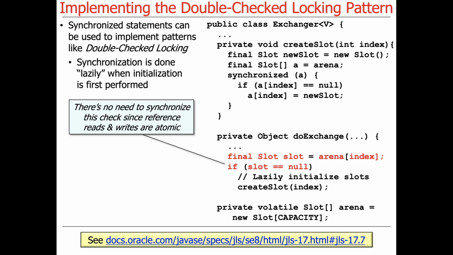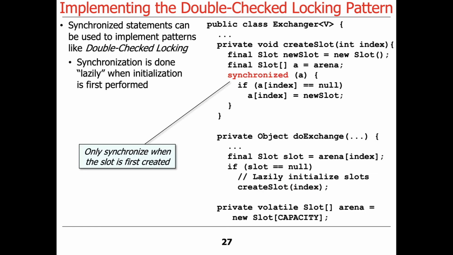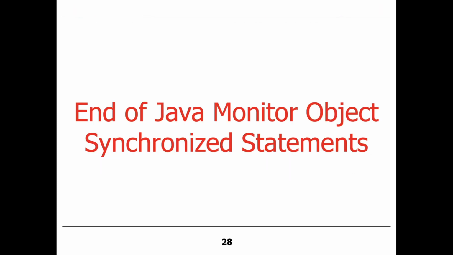And this all works because of some semantics in Java. If you really have a hard time falling asleep sometime, go ahead and take a look at this link, because it talks about how reads and writes to references are atomic in Java. So that's why we don't have to do any locking here. And we only create a slot if the slot is not currently created. And we only synchronize when the slot is first created. So that's the other part of the double-checked locking pattern. It does not require locking except when you actually have to initialize something.